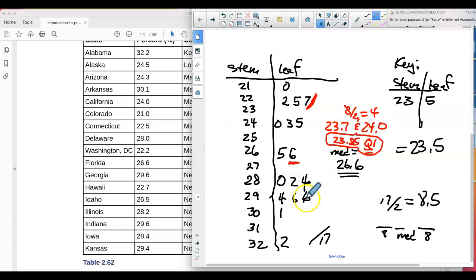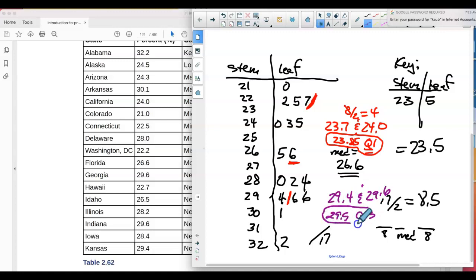All right, and then quartile 3 is also 4 in. So it's between 1, 2, 3, 4. So it's between these two numbers, 29.4 and 29.6. Well, that's pretty easy. That's going to be 29.5 as our quartile 3.